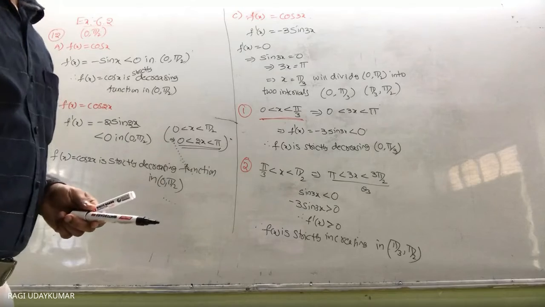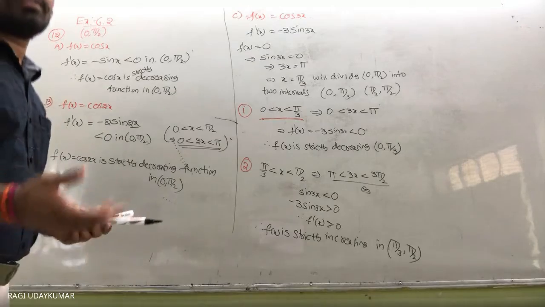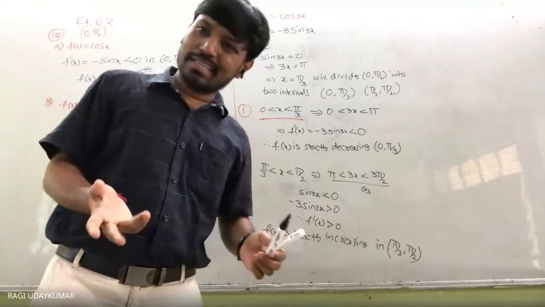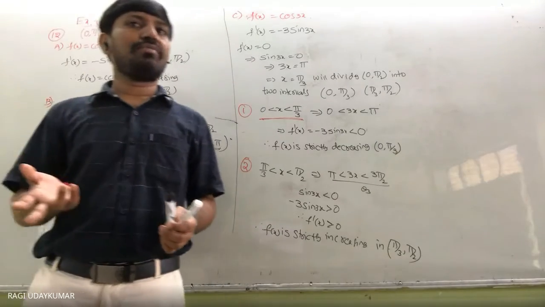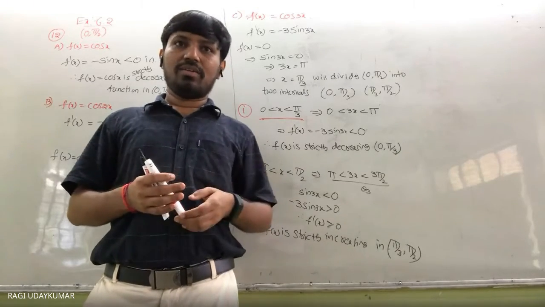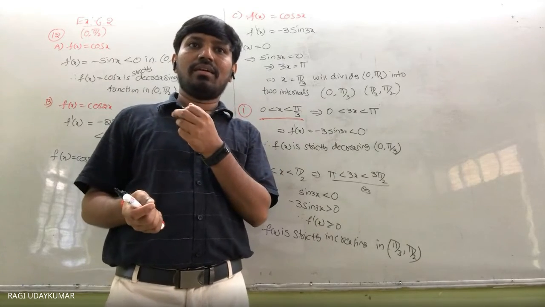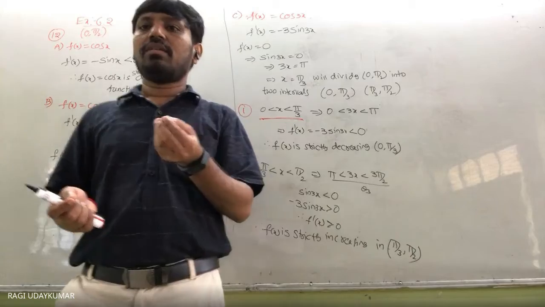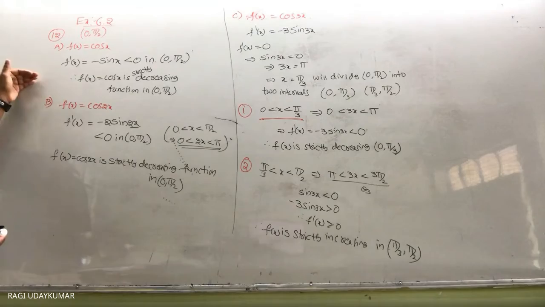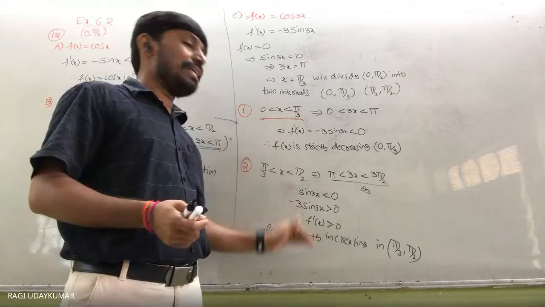In the last problem, tan x is given to you. So what about tan x? The differentiation of tan x is secant square x. Secant square x is always greater than 0, whatever the value of x may be. Whatever the x value, it is squared. So it is greater than 0. So you can say that it is strictly increasing. So these are the functions: strictly increasing, decreasing, and increasing.